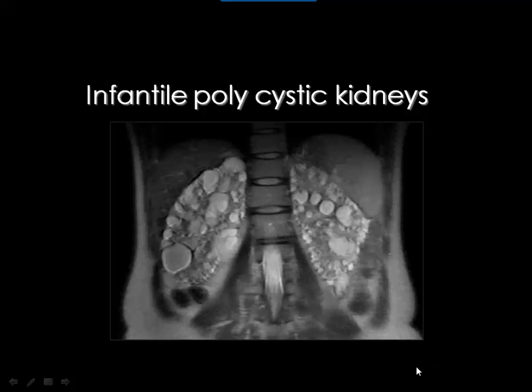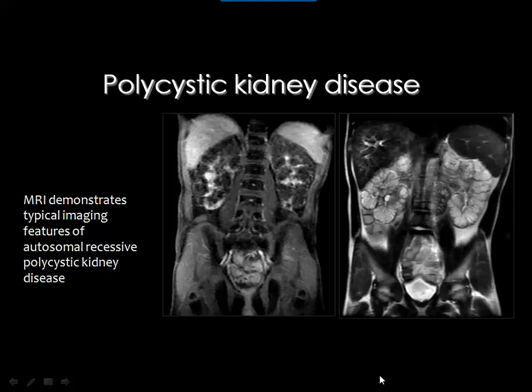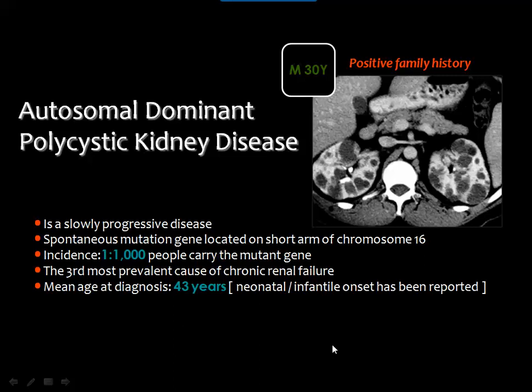MRI coronal T2 weighted image showing bilateral infantile polycystic kidney and variable sized high attenuation cysts seen almost totally replacing both kidneys. And this is another case. In the T1 and T2 weighted images, the kidneys are replaced by fine cysts of low signal in the T1 and high signal in the T2 weighted image.